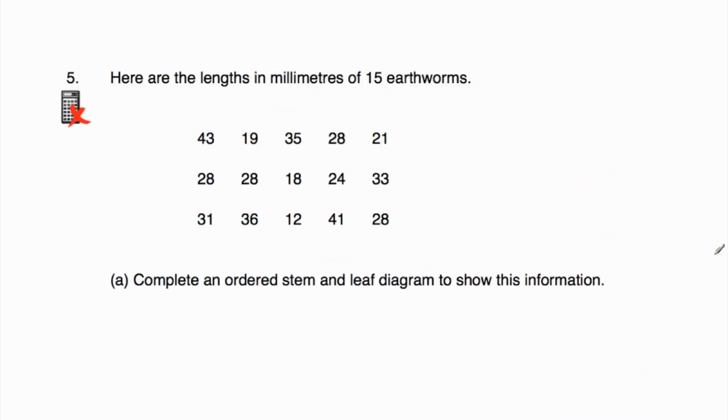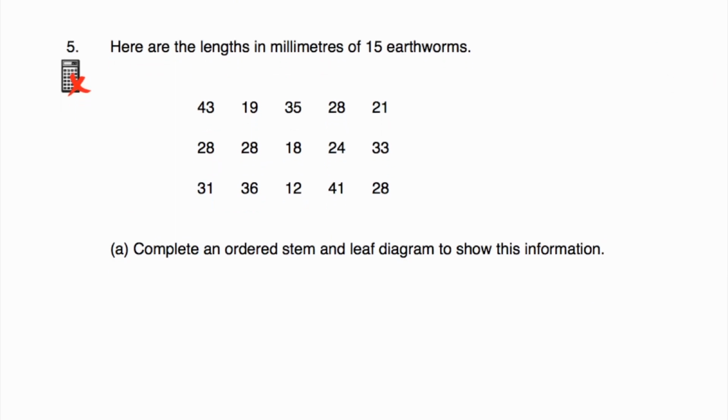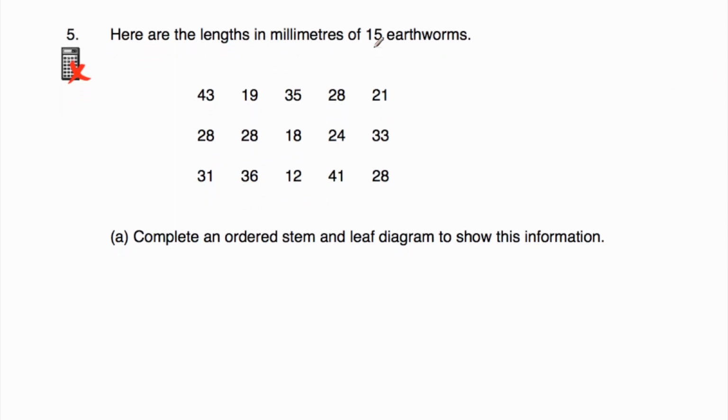Let's have a look at our next question. So question number 15. Question number 15 says, here are the lengths in millimeters of 15 earthworms. So 15 earthworms have been measured, their lengths, and we've got 43 millimeters, 19 millimeters, 35 millimeters, 28 millimeters, 21 millimeters, and so on. And we've been asked to draw an ordered stem-and-leaf diagram to show this information.